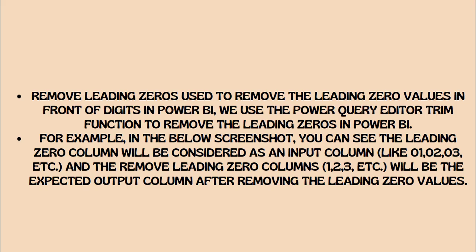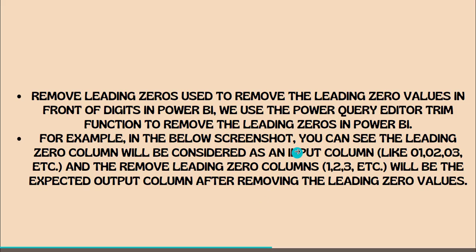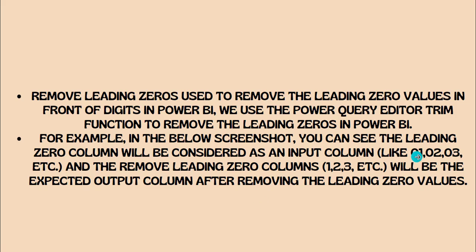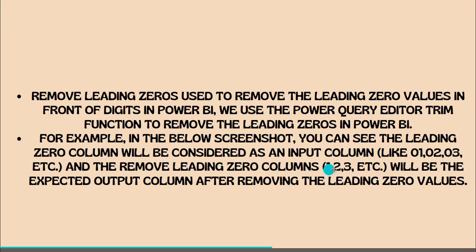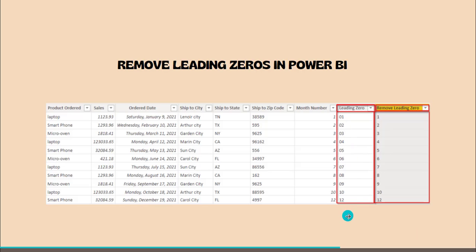Remove leading zeros is nothing but removing the zero values that are present in front of the digits in a column. For example, if we give the input column as 01, 02, 03, etc., then the output column should be like 1, 2, 3 after removing the leading zeros. So here you can see it clearly. This is the leading zeros value, which is 01. And once after I remove the leading zeros, it looks like this. Now we will see how to achieve it.